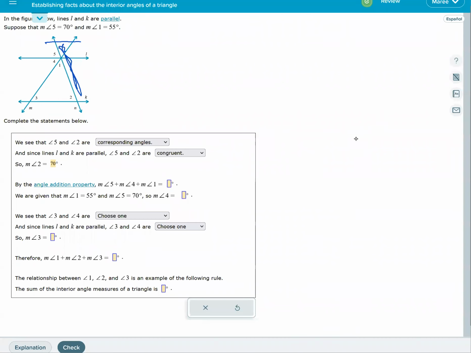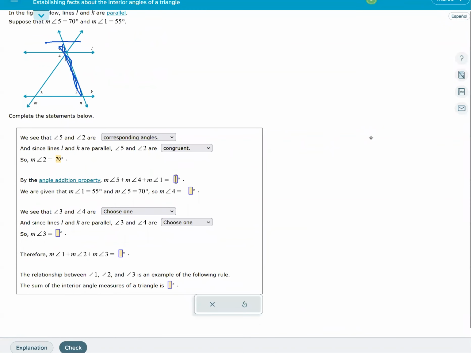So we know that angle 1 is 55 and angle 5 is 70. So to find angle 4, we have to take 180 and subtract 55 and then subtract 70. That will give us measure angle 4, which is 55 degrees.